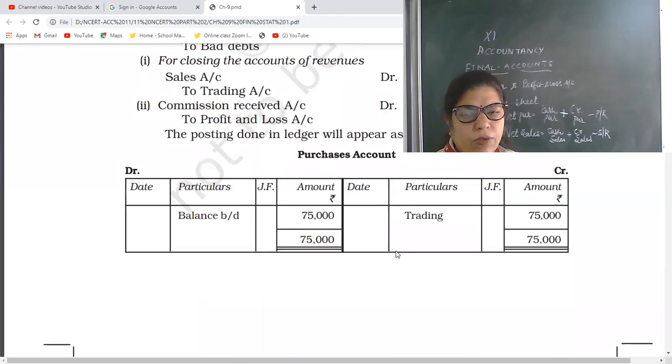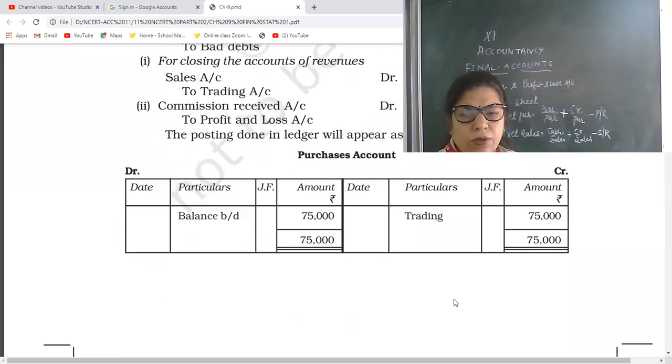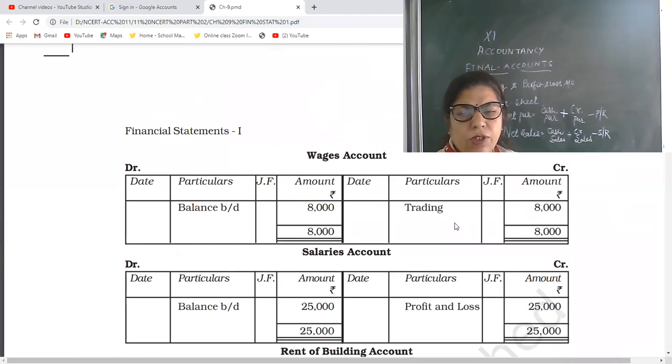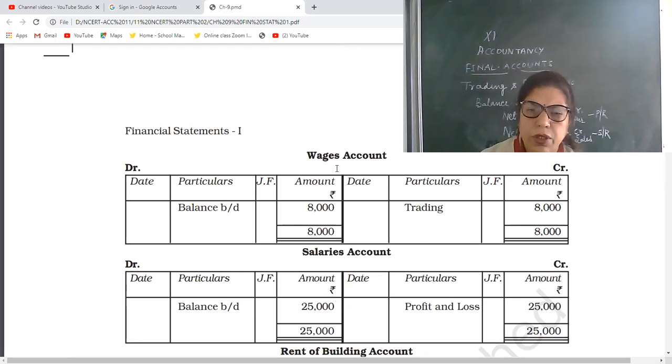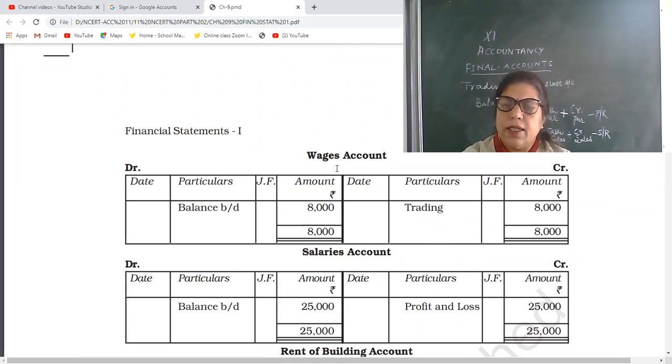So you have to note down these general entries. See, it's very easy. Purchase account will be transferred to trading account. Wages account transferred to trading account. Salaries transferred to profit and loss account, because just now in this class I told you the difference between wages and salaries. Wages are direct expenses related with factory, manufacturing and production. That's why these are termed as direct expenses, and direct expenses are transferred to trading account, and salaries are indirect expenses. That's why they are transferred to profit and loss account.